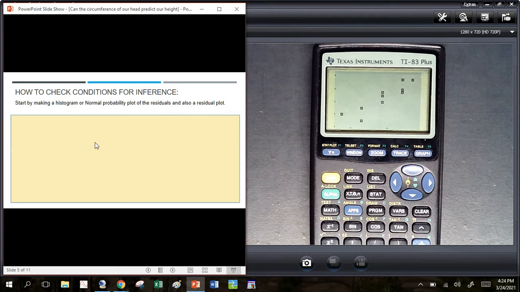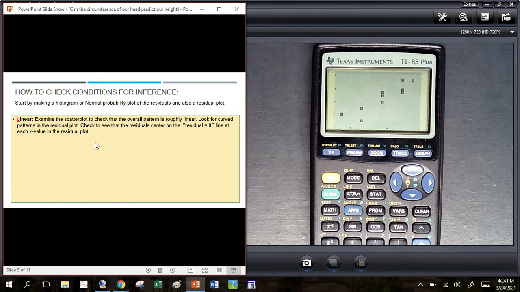Now, for linear regression, it's a little different. There are some similarities, but there are also some differences as well. So the first thing you want to do is start by making a histogram, or a normal probability plot of the residuals, and also a residual plot. And we'll see how to do that in a few minutes.